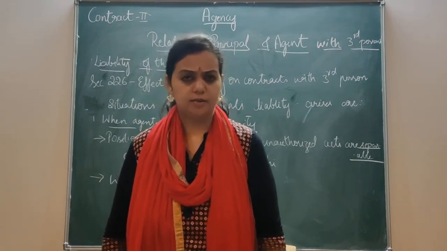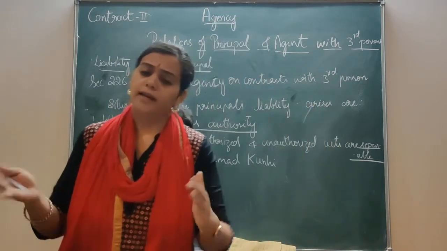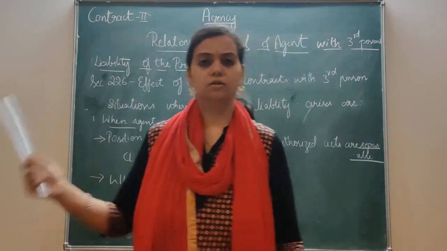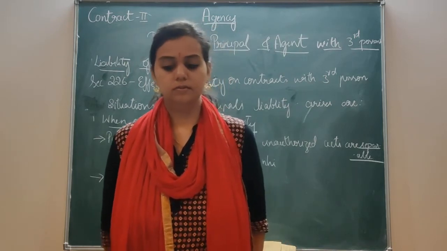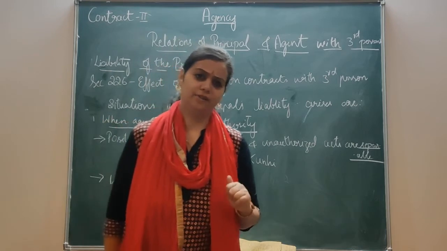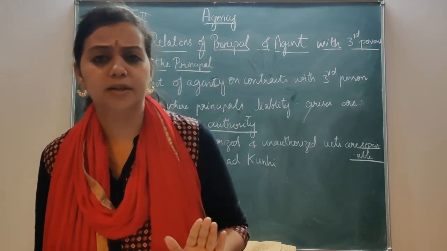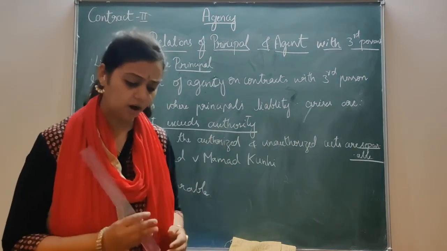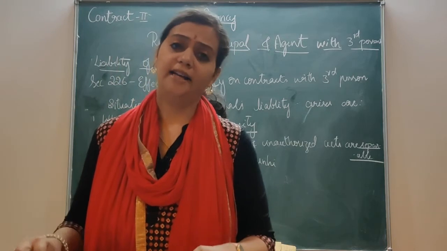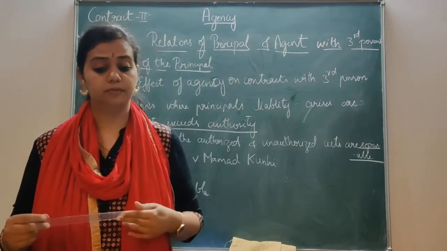And for whatever he is doing within his powers, the agent is liable to the third party and also the principal. What if the agent exceeds his limit or exceeds his authority? He has been authorized for a certain transaction, and if he is exceeding his authority, what to do?